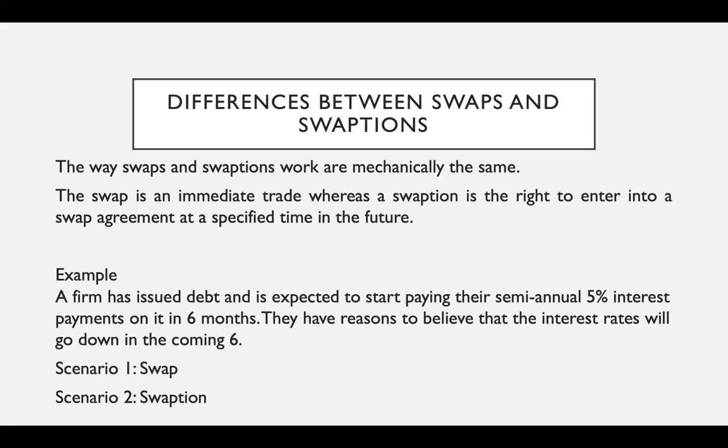So in case the interest rate does in fact decrease, they could enter into the swap agreement and end up paying the variable rate of interest in turn of their fixed interest payments. But if the interest rate increases later on, they'd rather just not enter into the swap agreement altogether and instead just pay the fixed interest rate payment that they had initially decided on, which was 5%. So that's the main difference between a swap and a swaption.